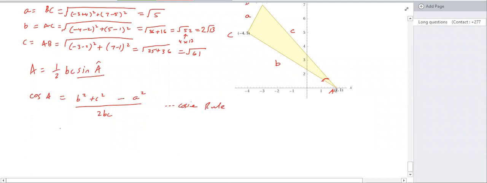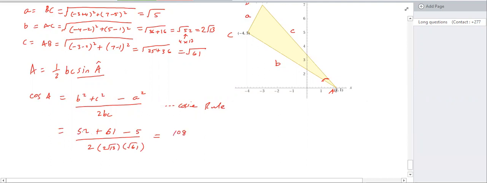Now we can get a representation for cos of angle A. What is B squared plus C squared? B squared is 52. C squared, from above, is square root of 61 all squared, 61, minus A squared, which is 5, divided by 2 times B times C, which is 2 root 13 times square root of 61.